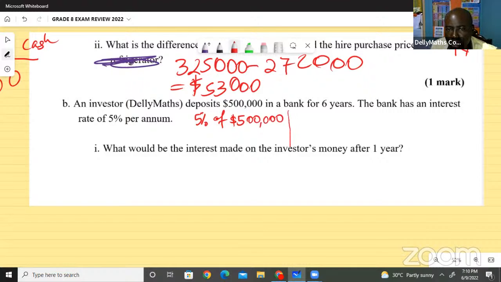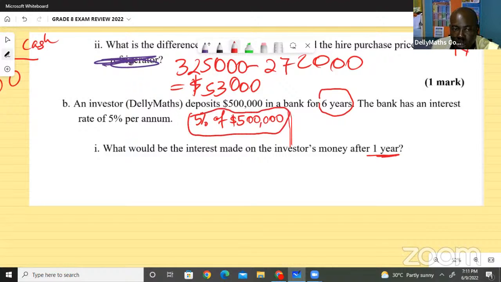No, not this one. 25,000 times 6. Now, there is a way you could work this out. You're talking 5% of this, but it's going to go for 6 years. There are 2 ways you could work this out. There's a formula that you could use. But remember, the question wants you to work out the money after 1 year of interest. So all you're going to do is work this out for 1 year. That's what this question wants.